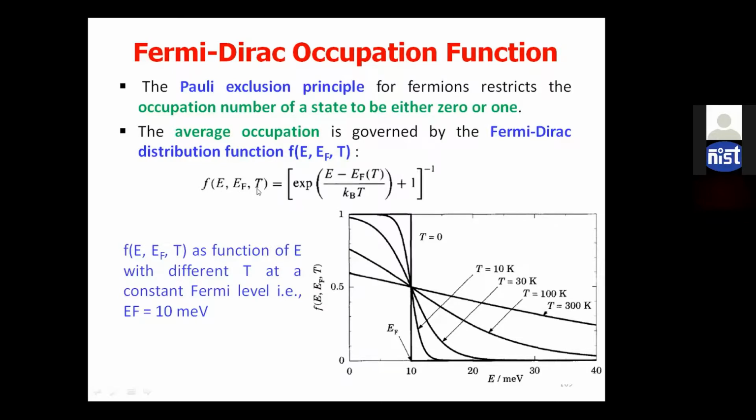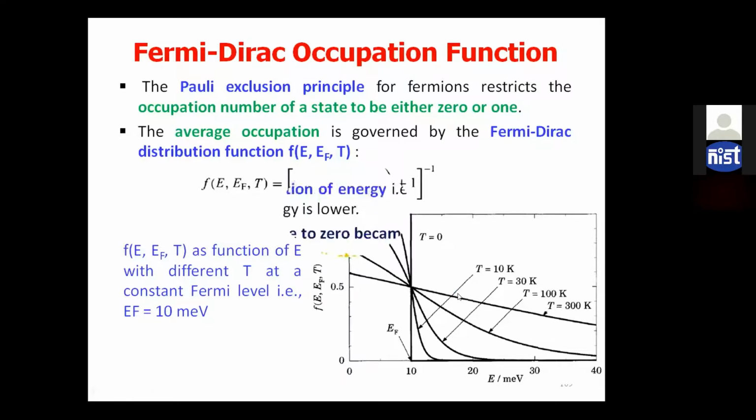So if you plot this energy versus Fermi energy at different temperatures, you see that when temperature equals 0, here we take the Fermi energy as 10. This figure is taken from the Davies book. So if the Fermi energy is 10, at T equal to 0, there is a step. The Fermi function is just like a step. Whereas as the temperature increases, you see 10, 30, 100, 300 K, it becomes more slanting. For a high temperature, it is totally slanted.